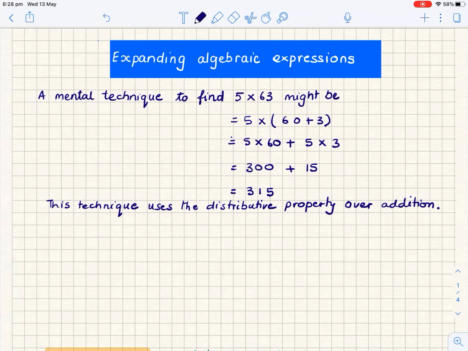In this video, we are going to learn expanding simple algebraic expressions. To start with, a mental technique to find 5 times 63: you split 63 into 60 and 3. So you multiply 60 by 5 and then 3 by 5. That gives you 315. This technique uses the distributive property over addition.